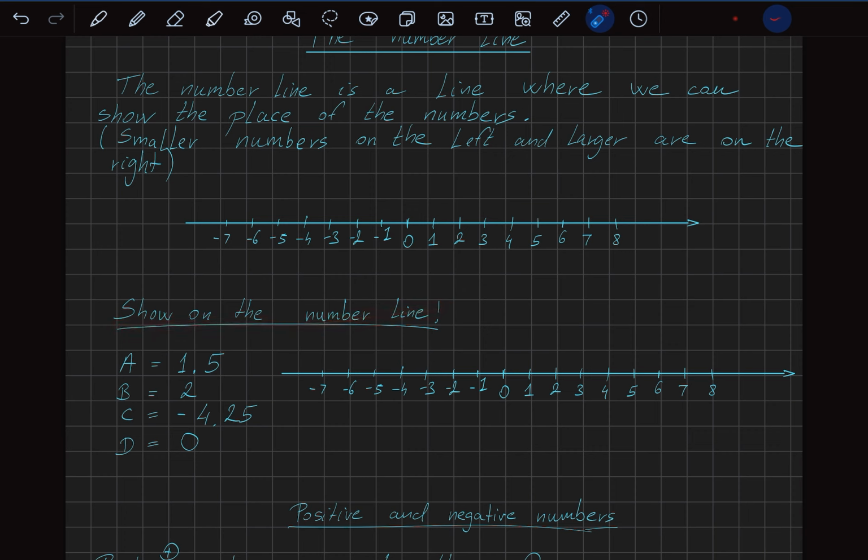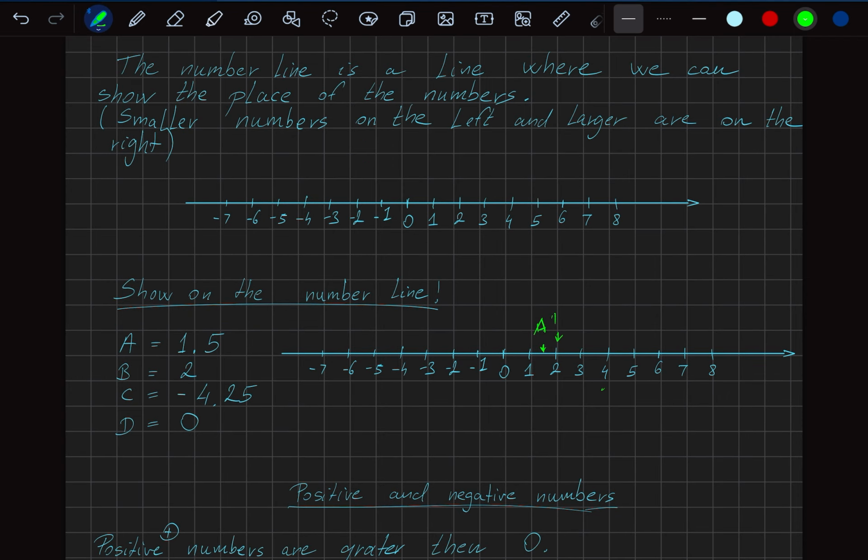Show on the number line, it's a little practice. Show on the number line 1.5. So this will be A, 2 will be B, minus 4.25, minus 4.25, it's nearly here. Or we can just write C, and 0, D is here.